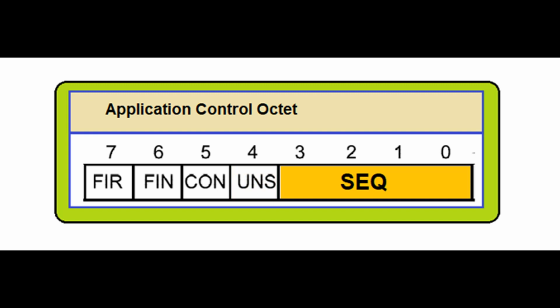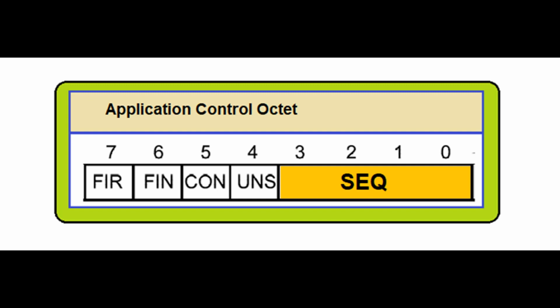SEQ is a 4-bit sequence number, 0 to 15. For solicited messages, each message sent from the master uses a sequence number 1 more than the prior message. Each outstation response uses the sequence number in the master request. When a request causes a multi-fragment response, each fragment after the first uses an increasing sequence number. Numbers wrap from 15 back to 0.